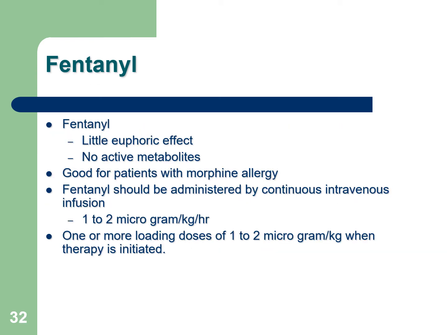Fentanyl, unlike morphine, has very little euphoric effects. It actually has no active metabolites. It's definitely good for patients with morphine allergy. It should be administered by continuous infusion at a rate of 1 to 2 micrograms per kilogram per hour. And you need to have one or more loading doses of 1 to 2 micrograms per kilogram when therapy is initiated. These are some of the guidelines you could use with fentanyl.